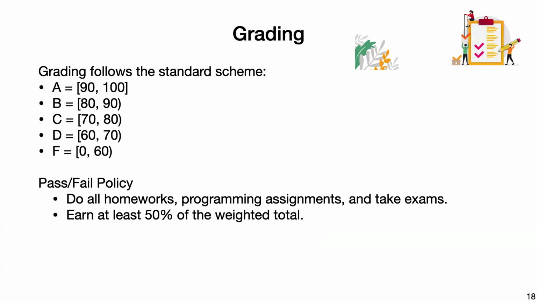For grading, it follows the regular scheme. A is 90 to 100, B is 80 to 90, C is 70 to 80, D is 60 to 70, and F is anything below that. For pass-fail, please do all of the assignments, take the exams, and get at least 50%.